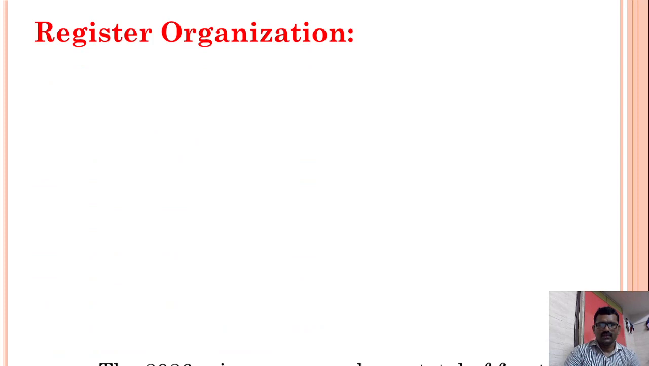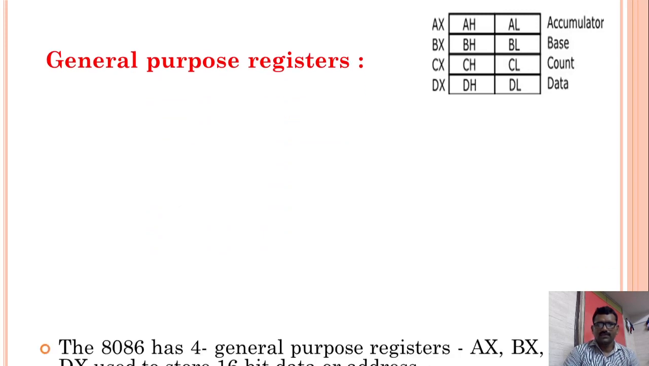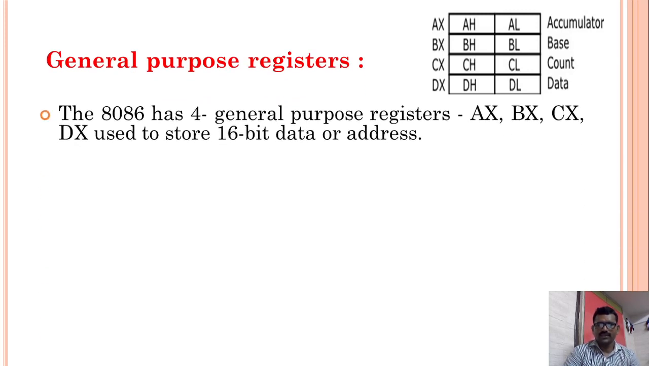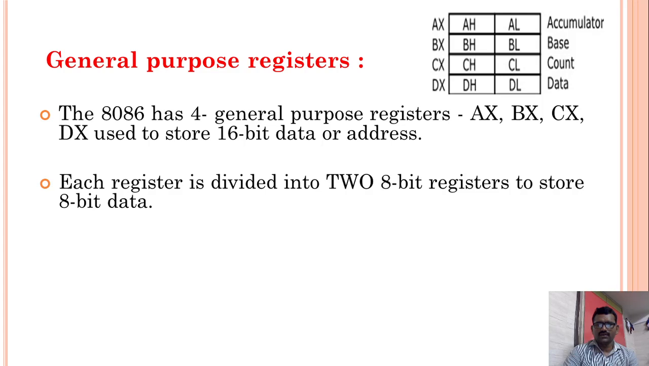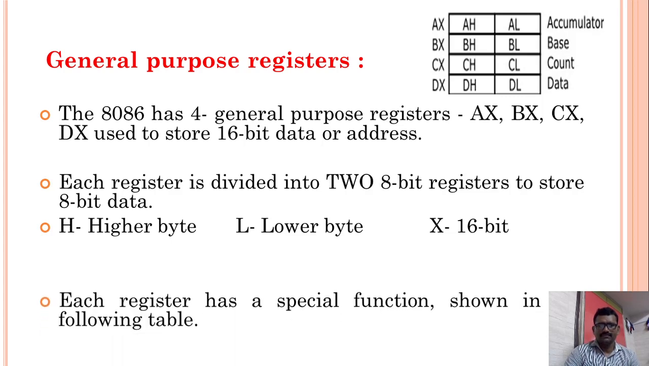Let us see in brief. This is about the total registers. General purpose registers are 4, segment registers are 4, index and pointer registers are 5, and flag register is 1. Totally 14 16-bit registers. The general purpose registers are AX, BX, CX, DX. AX is accumulator, BX is base register, CX is count register, DX is data register. Here H represents 8-bit higher byte, L lower byte, and X represents 16-bit.